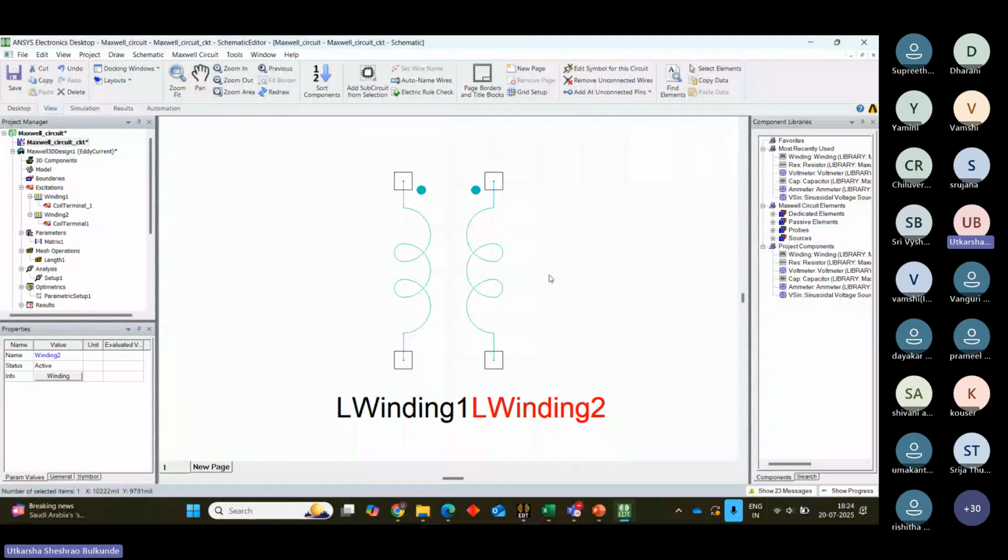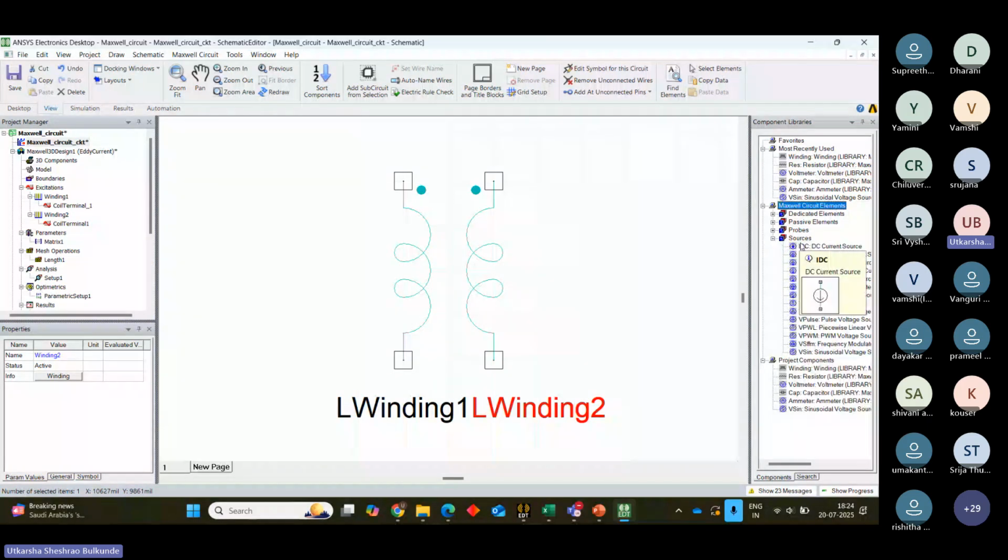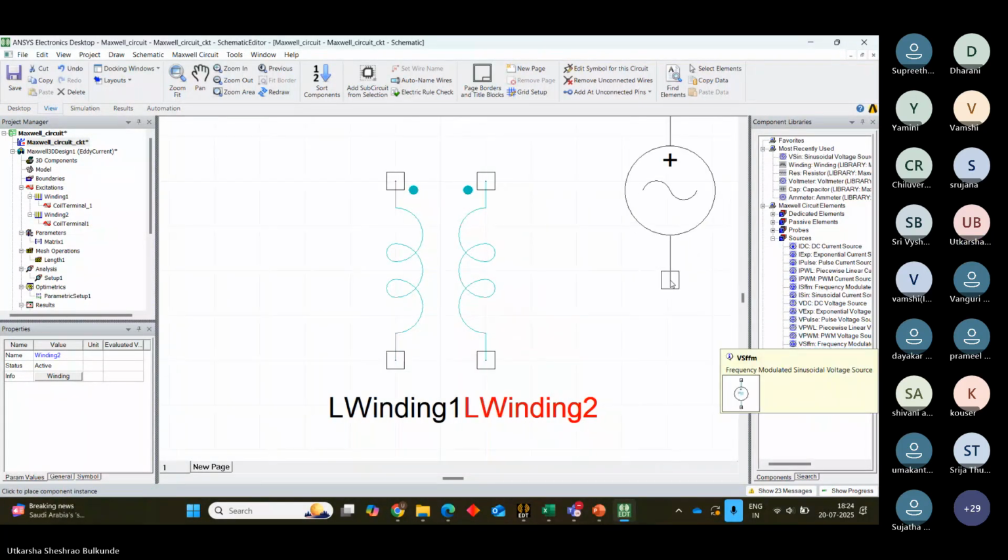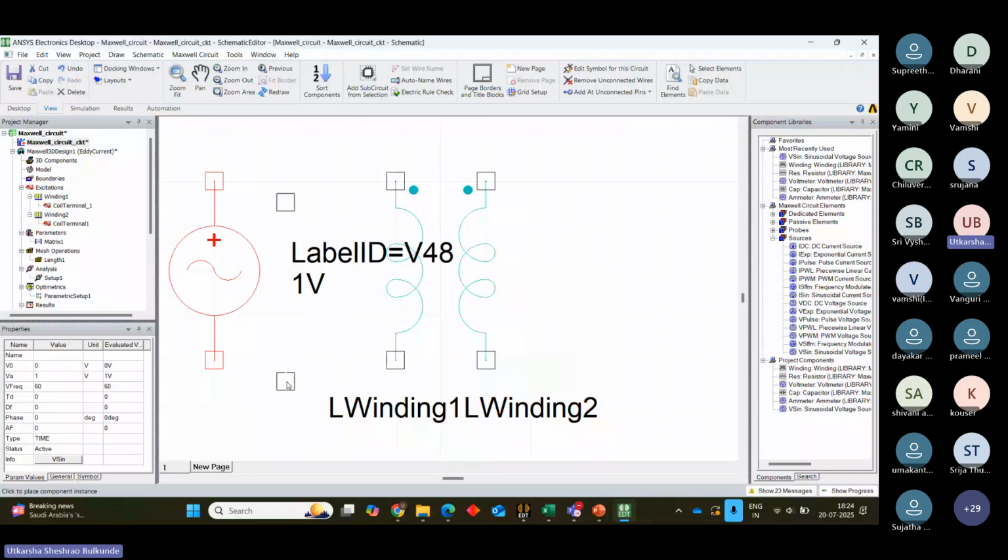Then what was the first thing? AC source, right? So you can see the component library here on the right hand side. From here, you can choose a source, right? We need a sinusoidal source, so we will select this. To select that, just double click on it and pull it onto your screen, where you want to place it.